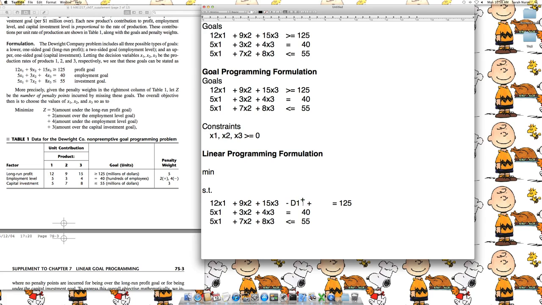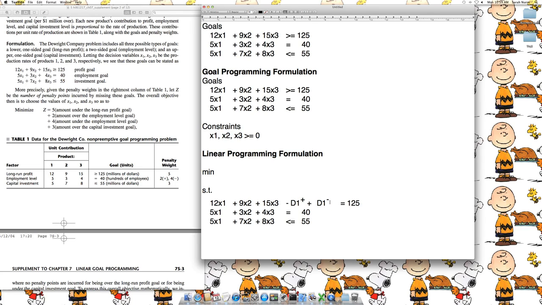And I want to do the same thing for the amount I deviate below. So here would be a D1 minus. This is the amount I deviate below on goal 1. If I deviated 1 below, that would mean this is 124. Then I want to add 1 unit to make this equal to 125. That's all that these values are saying. I can't have one number that can be both positive and negative because I want all of my variables to be greater than or equal to 0. So therefore I split it into the amount I deviate above and the amount I deviate below.